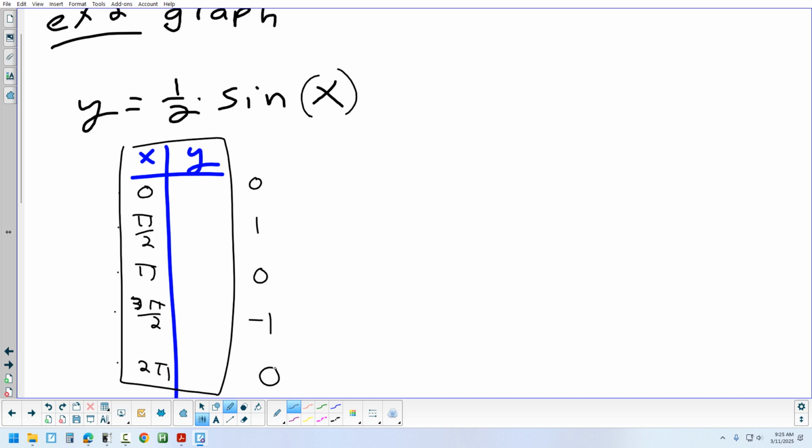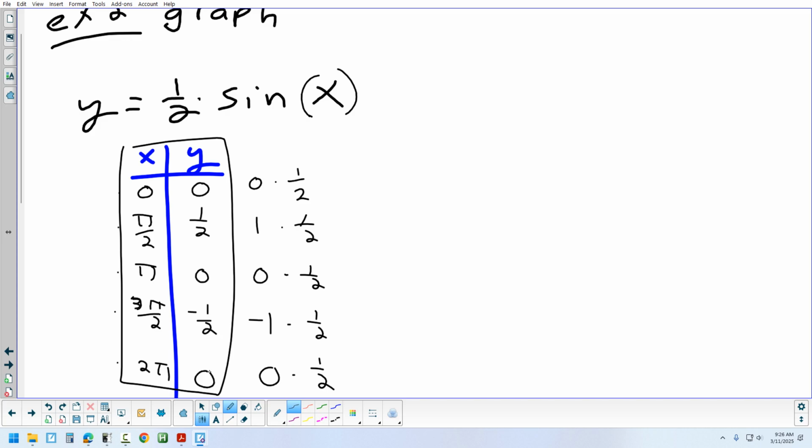So now we're going to take all those y values and we're going to multiply them by a half. Yep. So half. If it's easier for you to think of dividing them all by 2, well, it's the same thing. Just take half of them, divide them by 2, whichever way you want to think about it. Okay. So what are my new y values? 0, 1/2, 0, -1/2, 0. Yep.